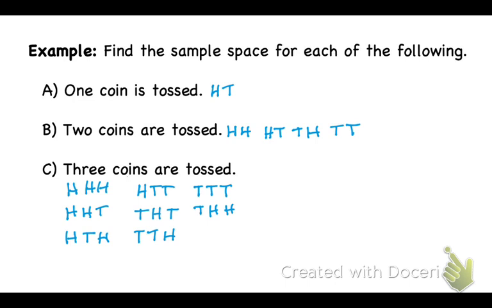Okay, and I know there's 8 because how many events can happen when I flip the coin once? How many things can happen? 2. Then I flip it again, how many things can happen? 2. And I do it again, how many things can happen? 2. So there is 8.